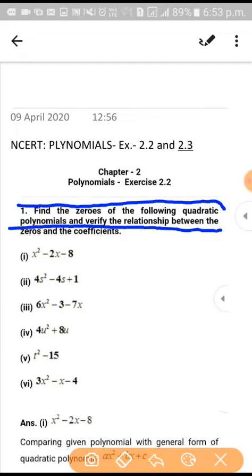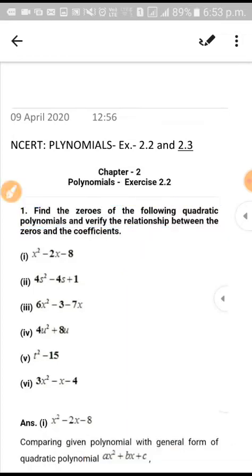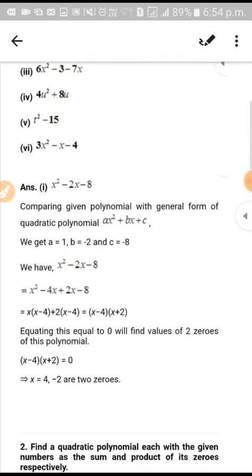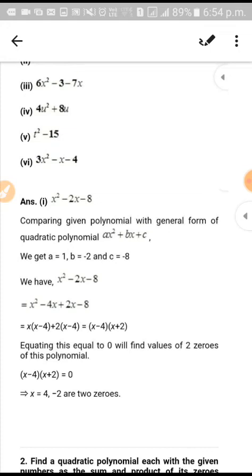So we have 6 parts. I am going to take the first part, that is x square minus 2x minus 8. So let us take part 1. Part 1 is x square minus 2x minus 8. First of all we are going to find the zeros of this polynomial.